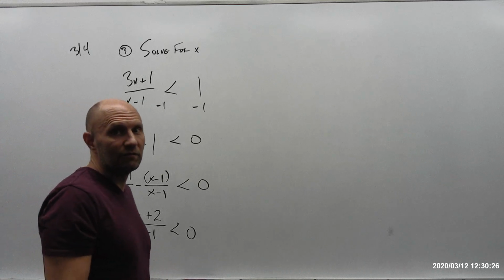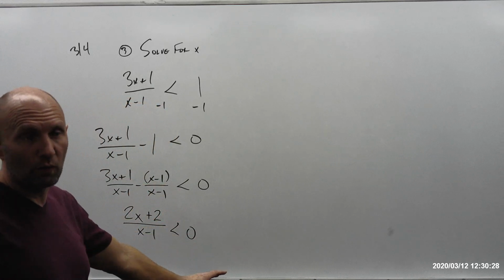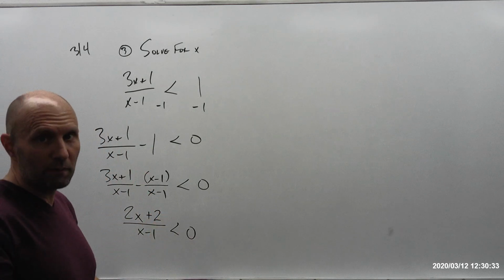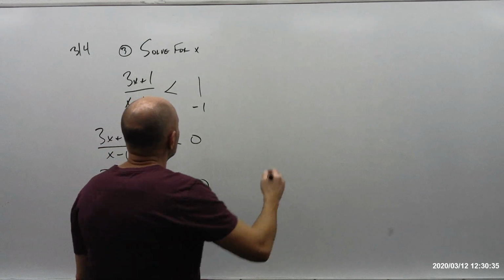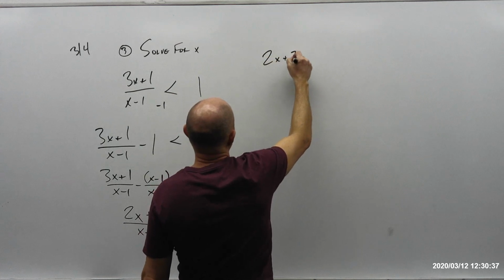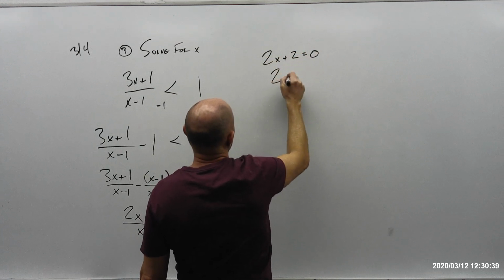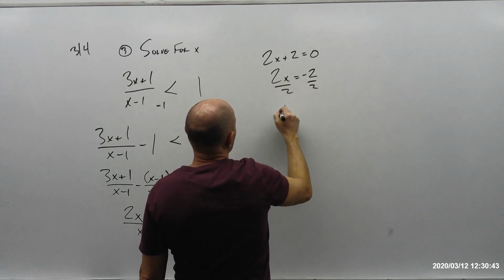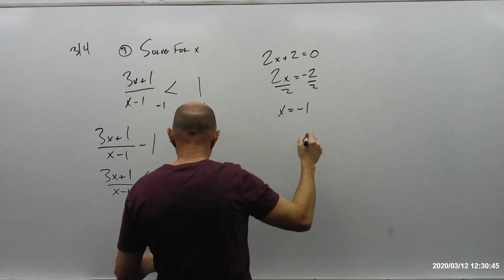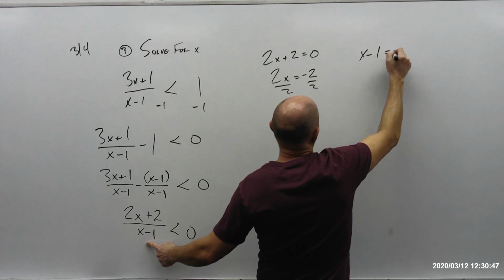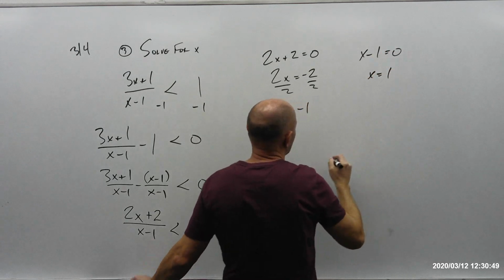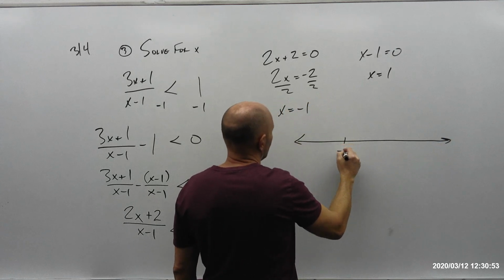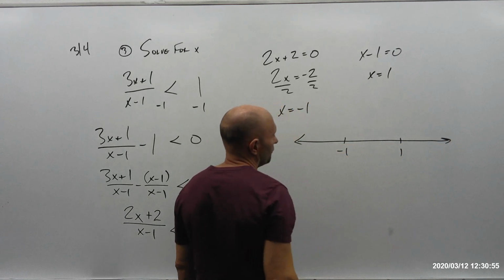So now that I have this with 0 on one side, everything combined into one term, I can figure out my breakpoints and do the table. So we have what? 2x plus 2 is 0. So 2x is negative 2. Divide everything by 2, x is negative 1. And from the other one, x minus 1 is 0, so x equals 1. So on my number line, my breakpoints are negative 1 and positive 1.